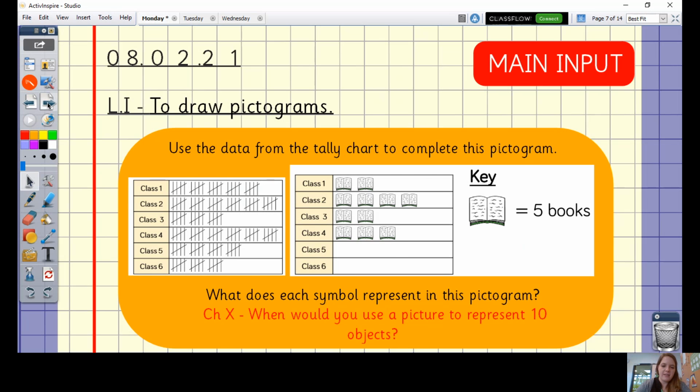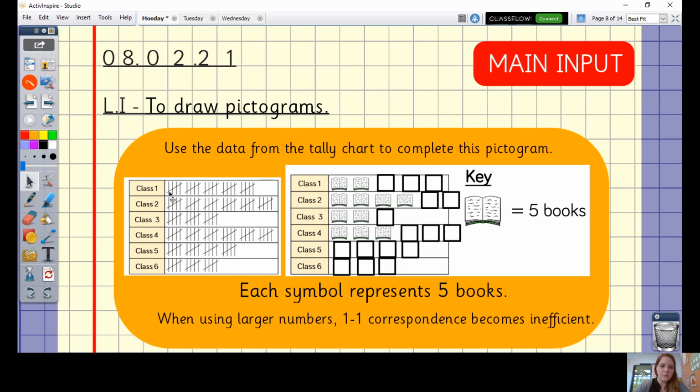Okay, let's go through it together then. So I'm looking at class 1 first of all, and I'm going to count the total of books in class 1. 5, 10, 15, 20, 25. And I'm going to go to my pictogram and count 5, 10, 15, 20, 25. And then class 2, I'm going to count in 5s again. 5, 10, 15, 20, 25, 30. Count our pictogram. 5, 10, 15, 20, 25, 30.